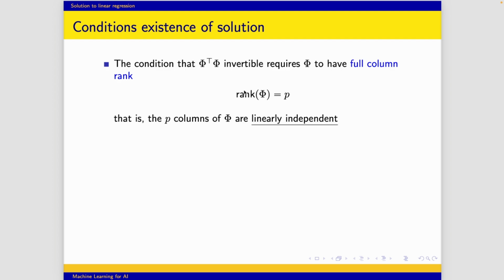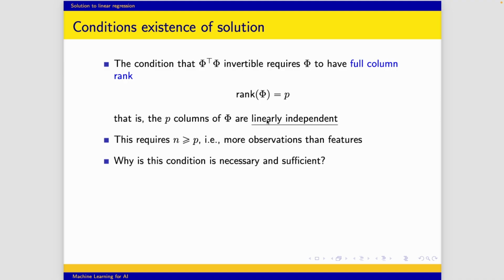That requires our design matrix to have full rank. Or column rank, to be precise, which means the columns, and there are p of them, of the design matrix are linearly independent. So what does this require? Well, this requires first and foremost, as a minimum requirement, that the number of data points is greater than or equal to the number of features or the number of basis functions. I'm using those two interchangeably.